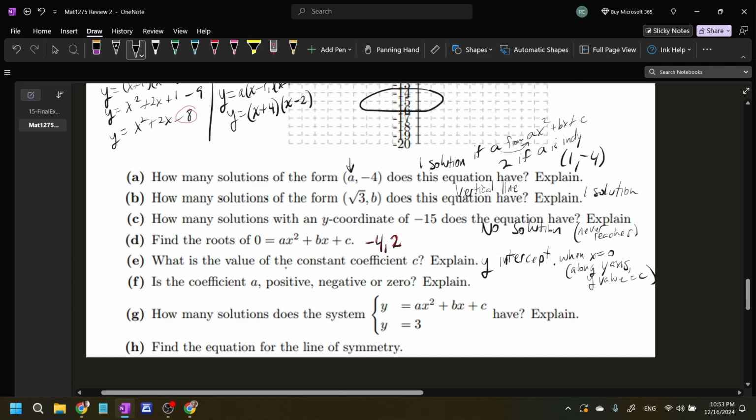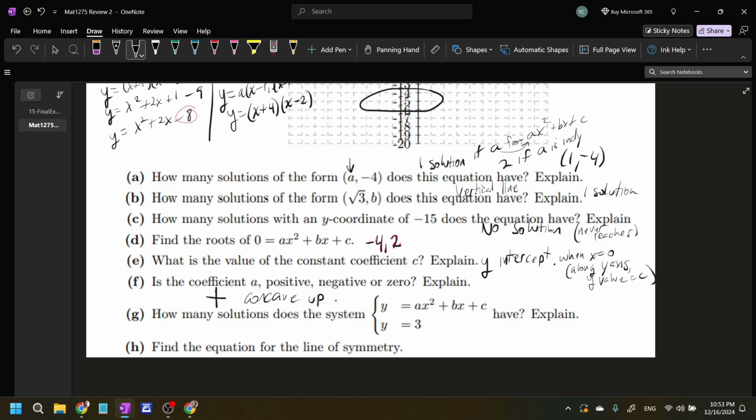Next. Is the coefficient a positive, negative, or 0? Explain. The coefficient is definitely positive, right? Why? Because it's concave up.